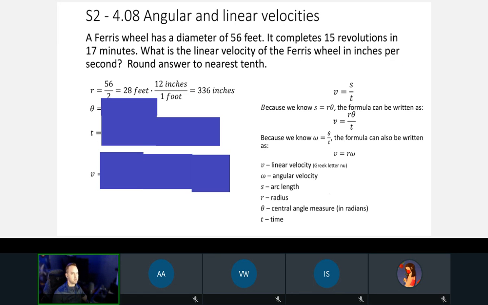All right. Do we know the angle yet? We kind of do, yeah. So this one is a little different than the last one. The angle is central angle measure in radians. So looking at this word problem, do we know the angle, the total measure of the angle traveled?